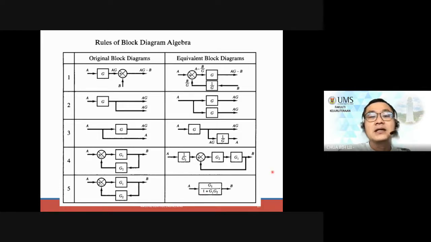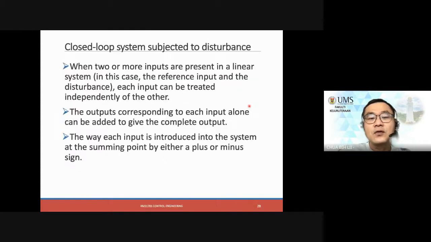Besides that, we also look into how we can total the block diagrams that are in series as well as in parallel form. So today is just to complete this simplification of the block diagrams. We will look into the closed loop system subjected to disturbance. Basically this disturbance can be inserted into any segment of the block diagram.